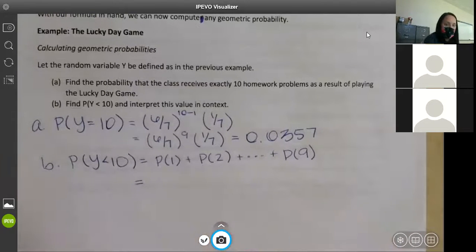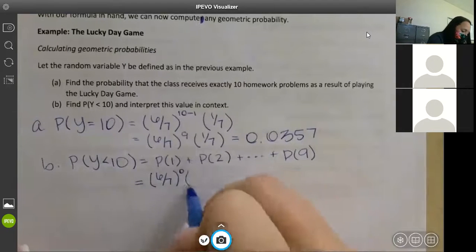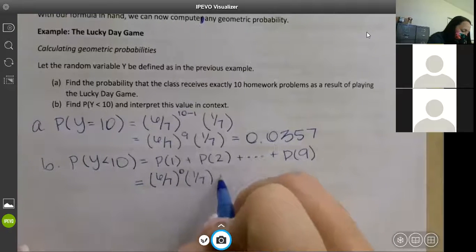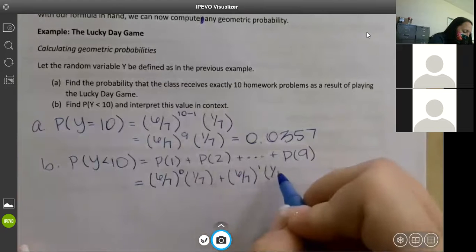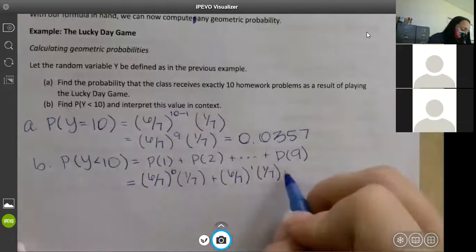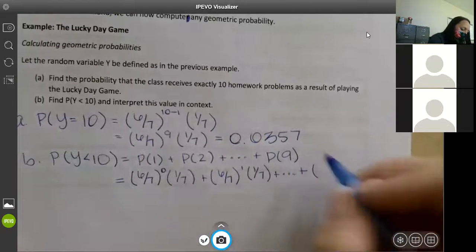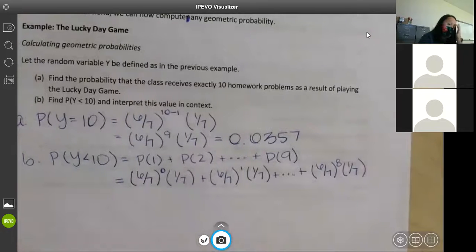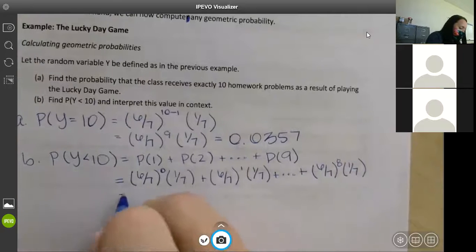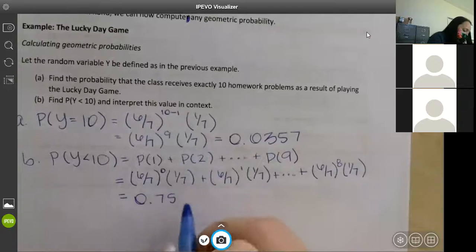So the probability of 1 would be that there are no failures and 1 success. The probability of 2 would be 1 fail, 1 success. We would keep going that same way till we got to 9, which would be 8 failures and 1 success. Now realize you can do this in the calculator, that's fine, but we're just going to show you by hand. When we put this in the calculator, we get 0.7503.